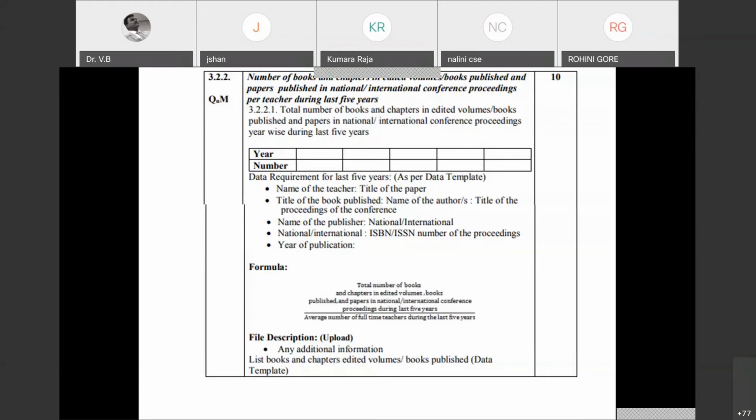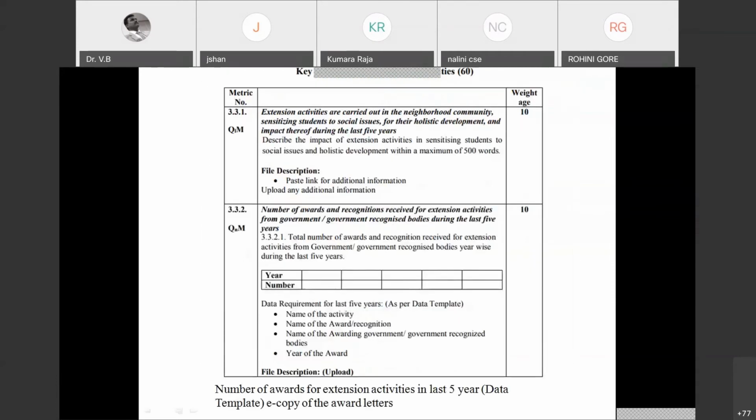So again, it is a quantitative metrics, which means that it is as per the data template given in the NAAC website, and only those chapters and books which have ISBN, ISSN numbers would be considered. Next is the extension activities. That is corporate, what we call as community or social responsibility activities carried out by the institution. So the first one is related to social issues, activities carried out for the holistic development of the student.